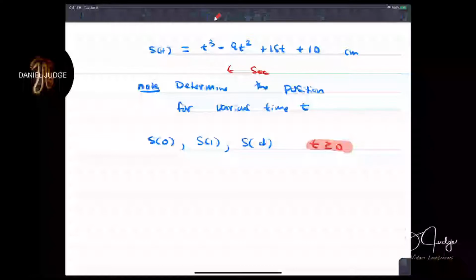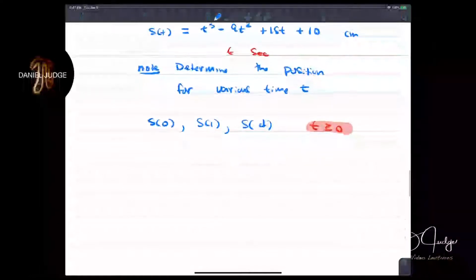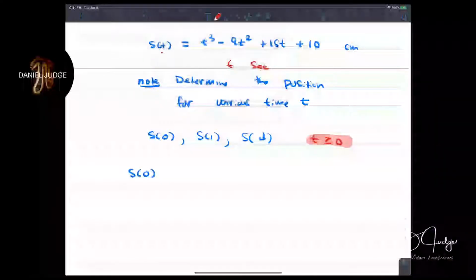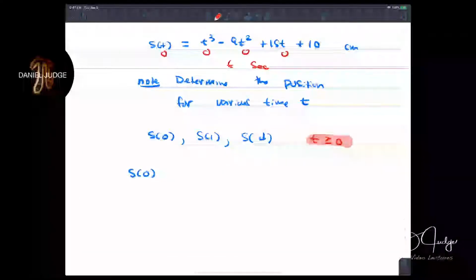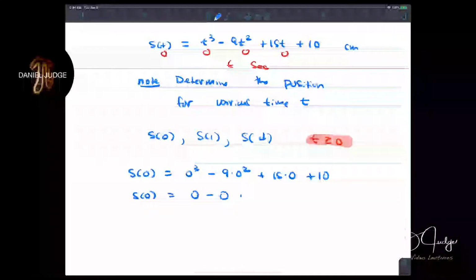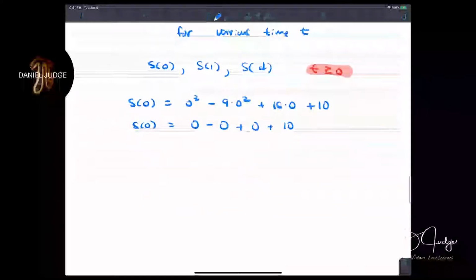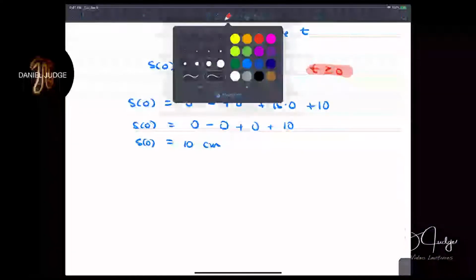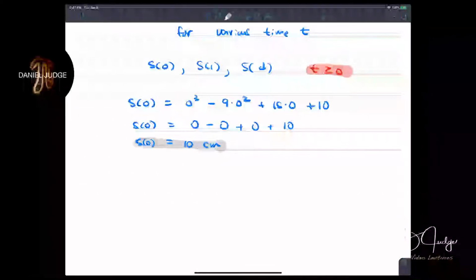So for every one of these questions, all you do is plug in the value of t. If t is 0, you plug in 0 for t. It's just arithmetic again. So S of 0 becomes 0 cubed minus 9 times 0 squared plus 15 times 0 plus 10. So S of 0 becomes 0 minus 0 plus 0 plus 10. S of 0 is 10. This is position. You are at the position 10 centimeters. So we found the first position for a particular time.